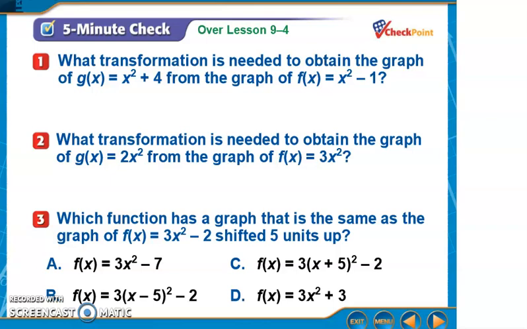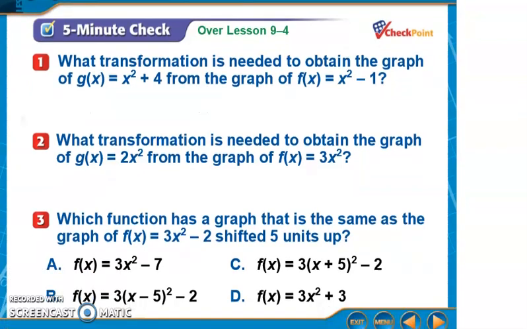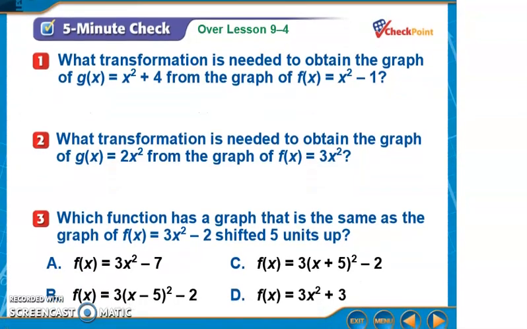Okay, this is Lesson Notes 9.5. This is Lesson Notes over quadratic equations and the quadratic formula. But before we get to that, we're going to practice a little bit with the transformation formulas. Make sure you know this. So pause the video if you would and try to do numbers 1, 2, and 3.